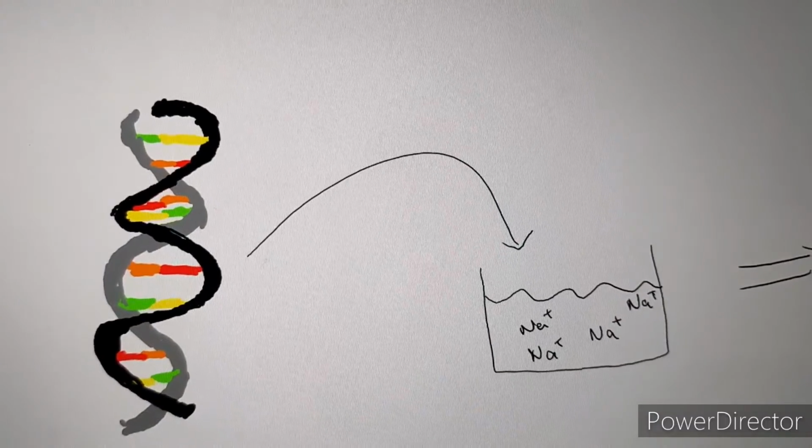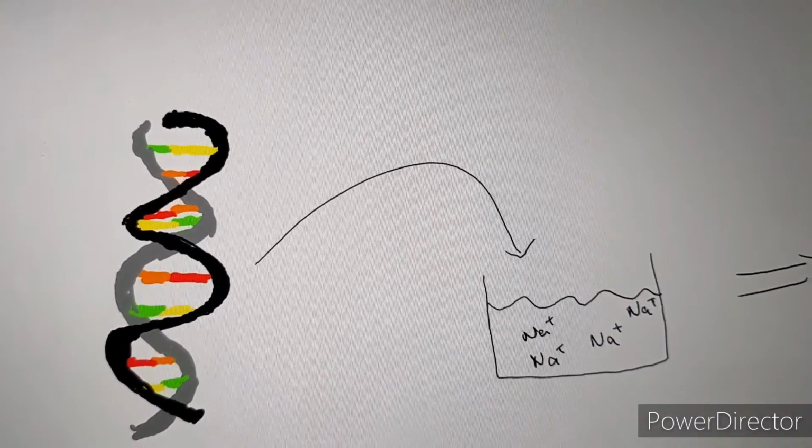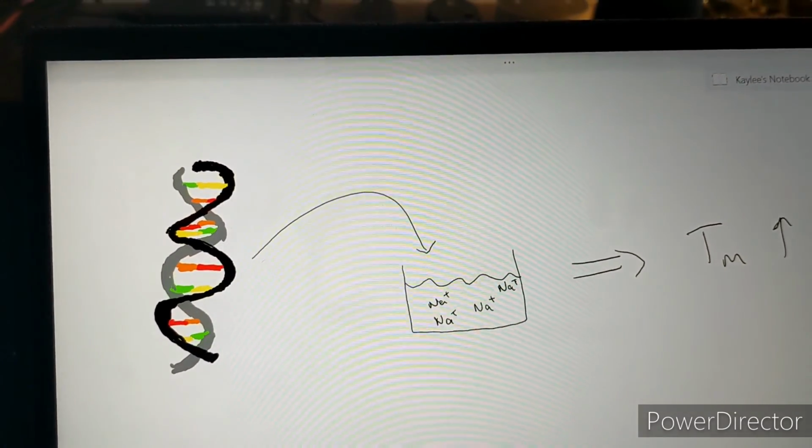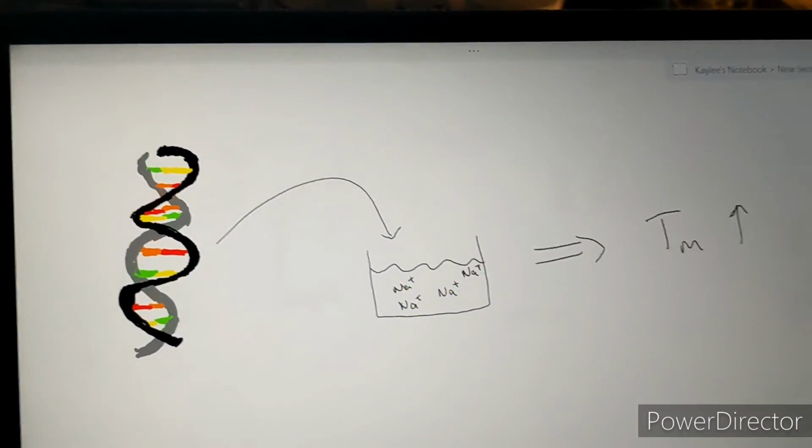The point at which 50% of DNA is denatured is the Tm. So the Tm would go up if mixed in a higher salt concentration buffer.